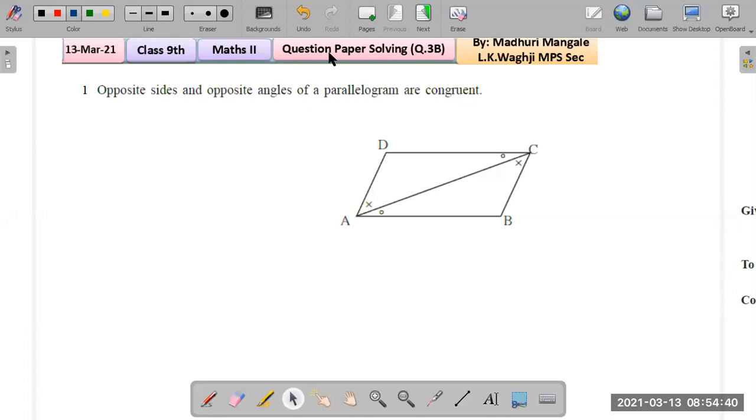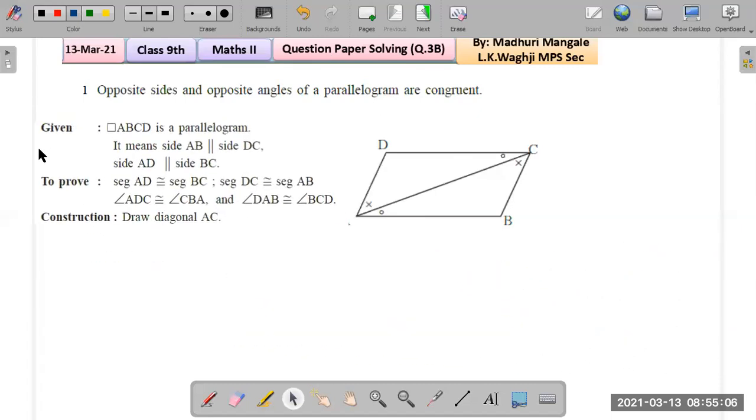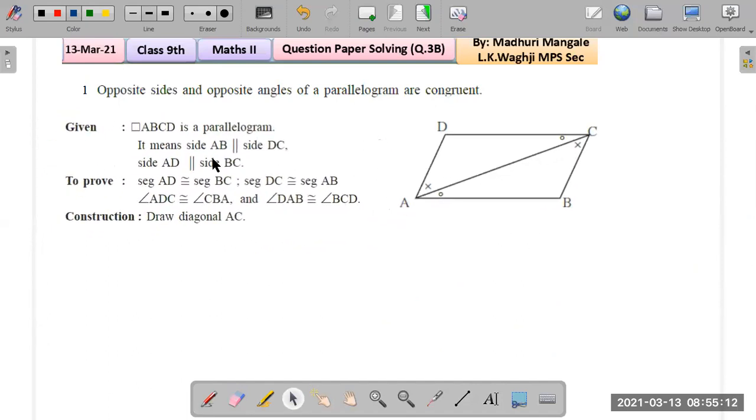For any quadrilateral which has both pairs of opposite sides parallel, that is called a parallelogram. So you should remember this property, because that is given here. When they say that it's a parallelogram, it means it is given that opposite sides are parallel. So the next step is to write given, to prove, and if there is any construction, we should mention that. So here the given thing is that ABCD is a parallelogram.